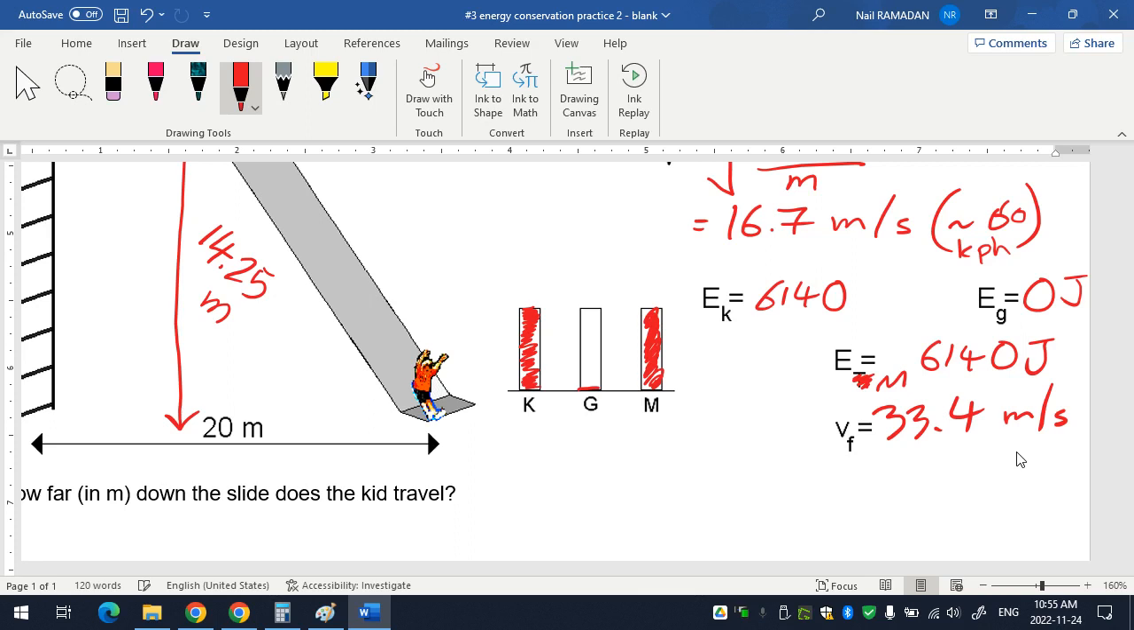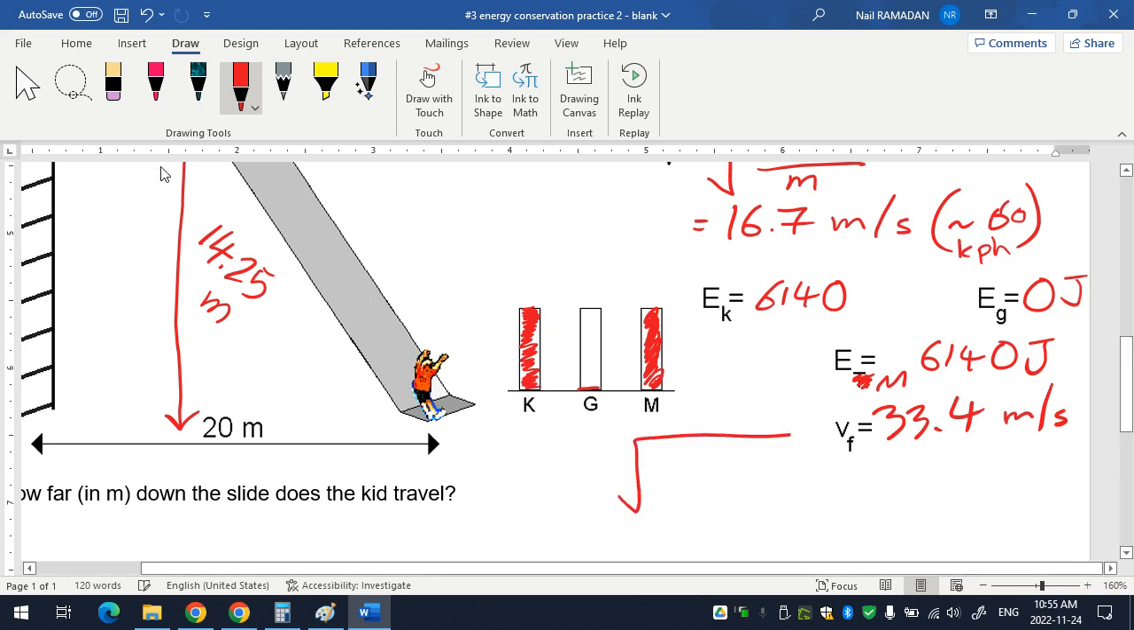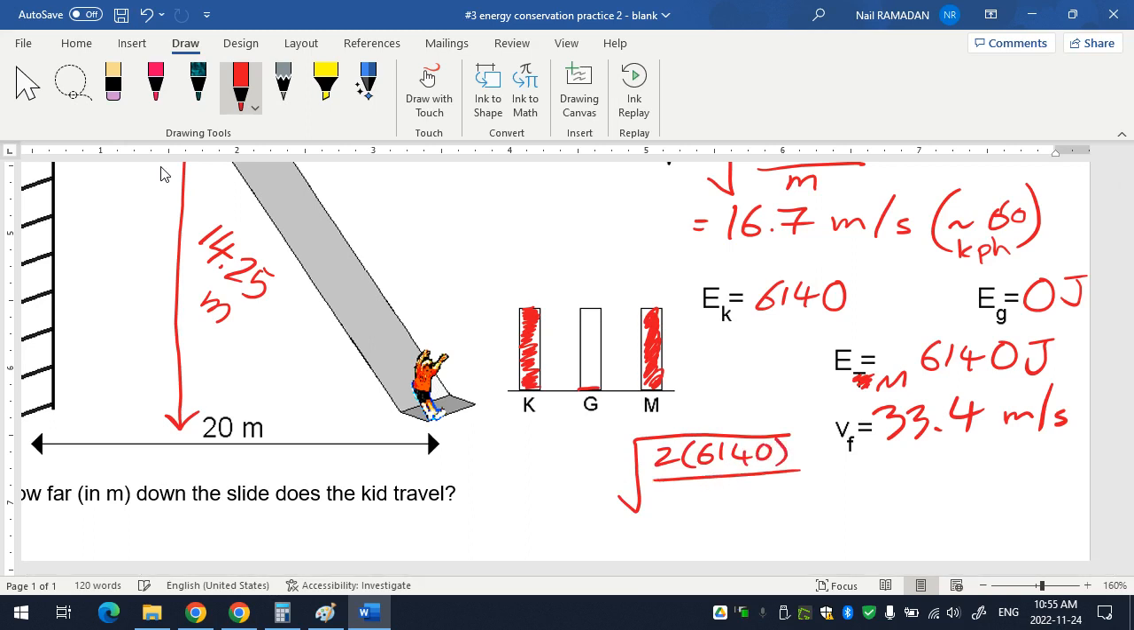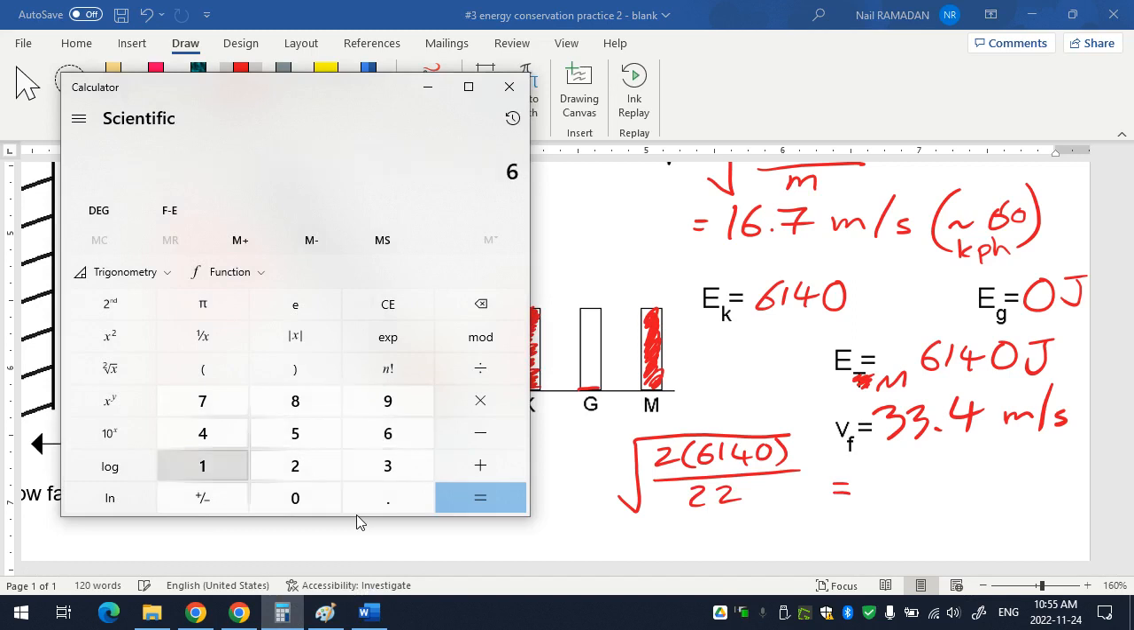What would be wrong about doing it this way? Officially, everyone, come on, focus on me. Officially, what's the correct way of finding V? If you know the energy EK, you have to do the square root calculation. Let's see what it gives us. So square root of 2 EK over mass, which is how much now? 6140 divided by still what? 22. How much is that? 6140 times 2 divided by 22.